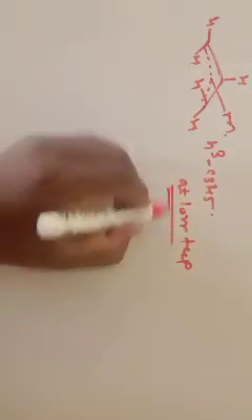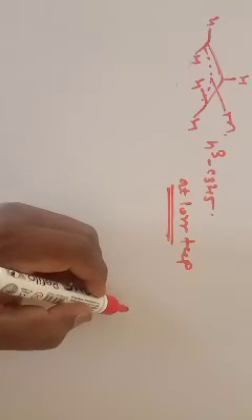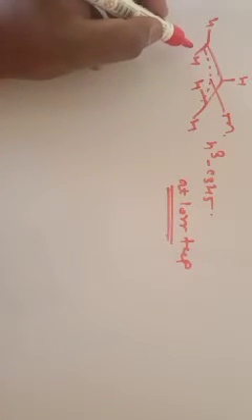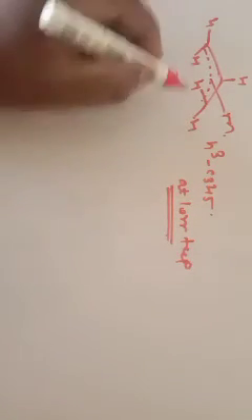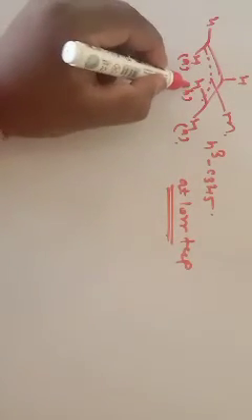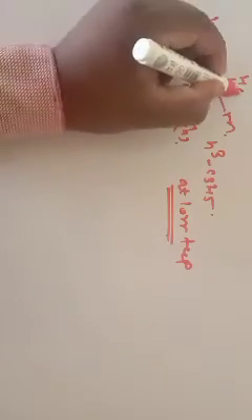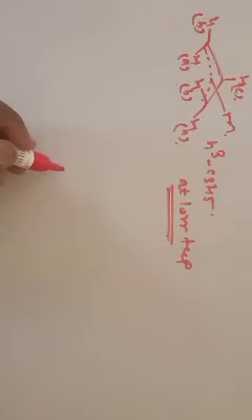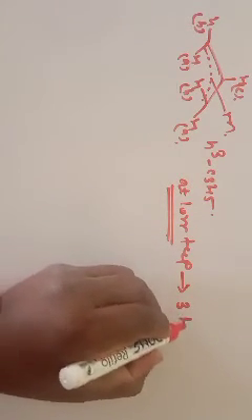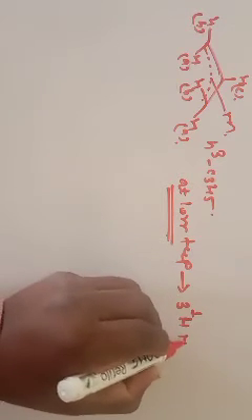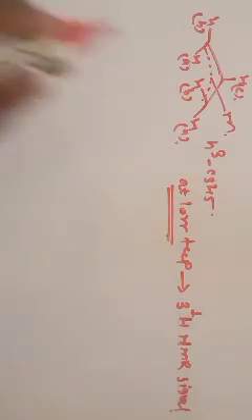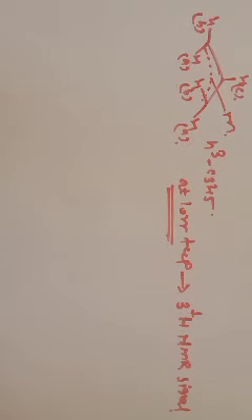at low temperature it will show 3 signals in H1 NMR spectroscopy. So if you consider this proton, this is your A type of proton, this is your B type of proton, and this is your C type of proton. So at low temperature we get 3 H1 NMR signals for this ligand, that is the eta 3 C3H5 ligand.